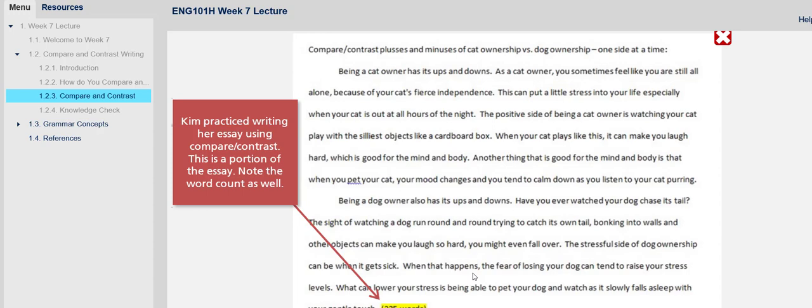The stressful side of dog ownership can be when it gets sick. When that happens, the fear of losing your dog can tend to raise your stress levels. What can lower your stress is being able to pet your dog and watch it as it slowly falls asleep with your gentle touch. So there are two ways in which you can write your comparison-contrast essay. You can either write it as a point-by-point, 5-paragraph essay type, or you can use the block method like this and write about one, and then you write about the other.